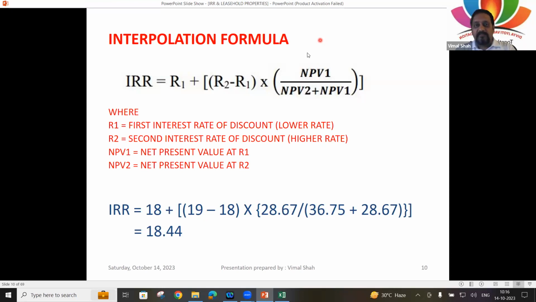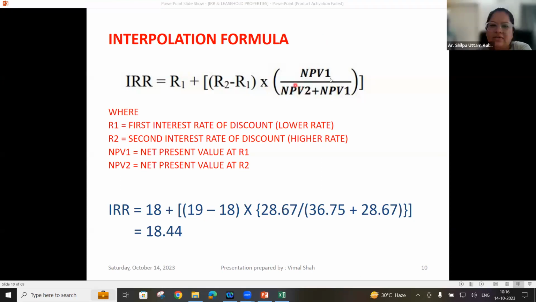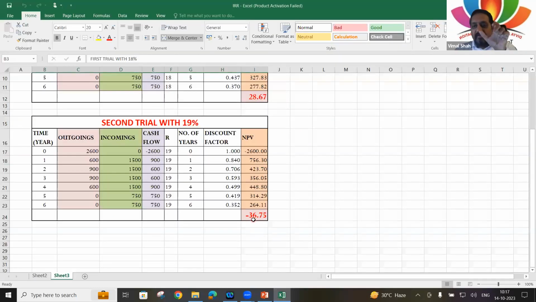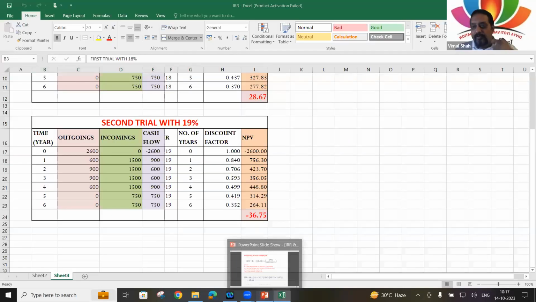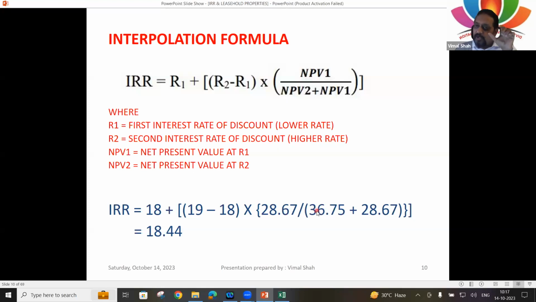Yeah, Shilpa ji. Sir, that 36.75 was minus 36.75 in the Excel, here it is coming negative, but when you are doing the interpolation formula, you are taking the range, how far behind the IRR and how far ahead. So you have to consider it positive only. Though here it is negative, you will not consider the negative sign. You will consider the positive only.